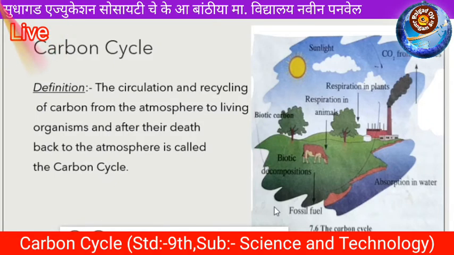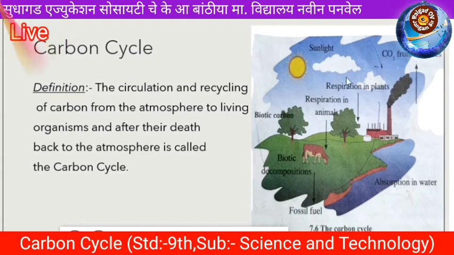Due to natural disasters, plants and animals get buried in the land, and after millions of years they are converted into fossil fuels like petrol, diesel and kerosene. And by the combustion of petrol and diesel, carbon dioxide is released into the atmosphere.